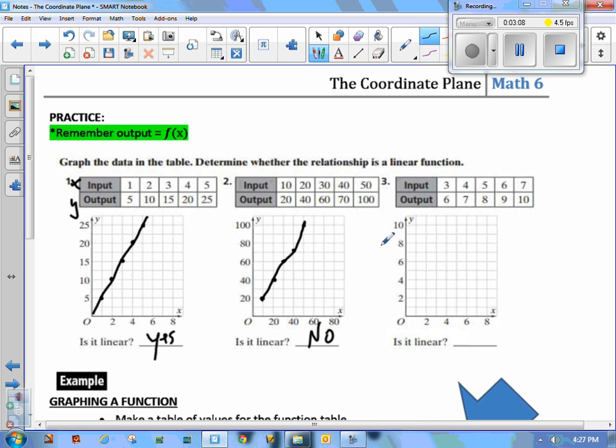I would like you to go ahead, pause the video, take a minute, and plot those coordinates. Remember, input is your x value, or x coordinate, and your output is your y coordinate. Connect those dots, and if they form a line, it is linear, and if they do not, it's nonlinear.